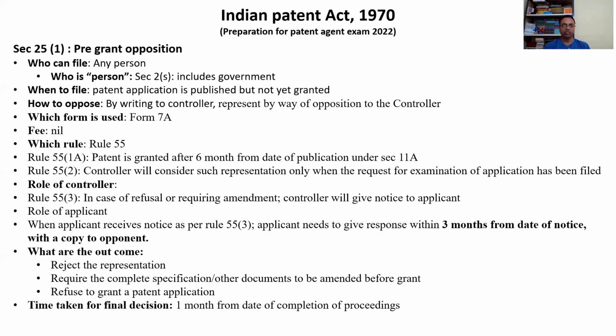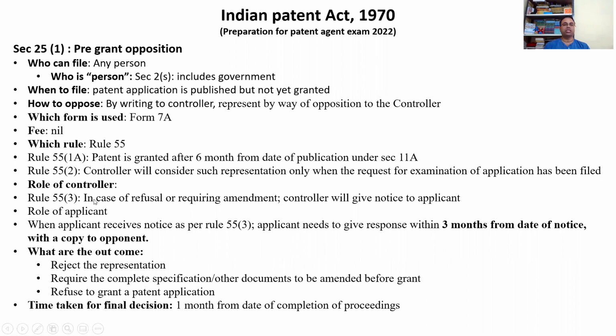A request for examination can be filed according to section 11B within 48 months, and you need to fill form 18 and pay the fee of 4,000, or as the case may be for small entities or that industry. So if that is not filed, they can wait for 48 months before the controller considers your pre-grant opposition.